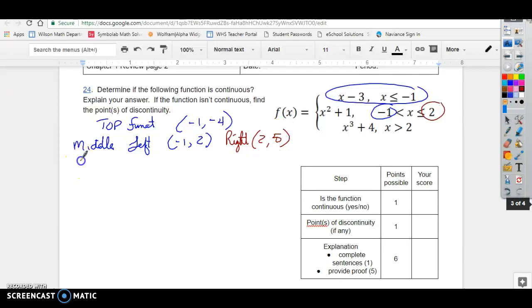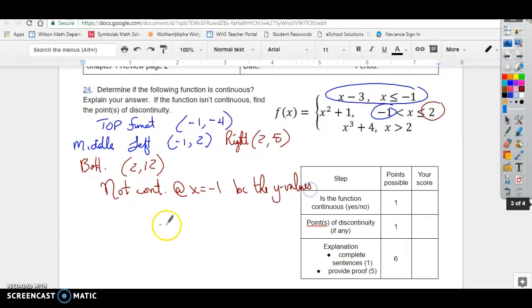And my bottom problem, I'll pick up the 2. So 2 cubed is 8. 8 plus 4 is 12. So neither of these match up. So is the function continuous? We are not continuous at x equals negative 1 because the y values jump.